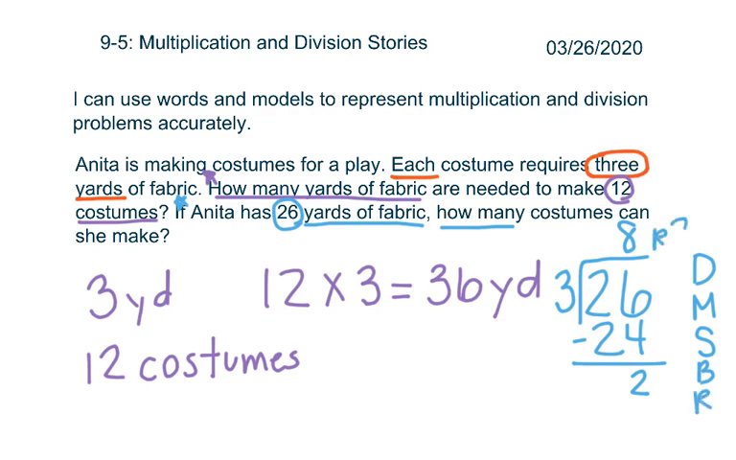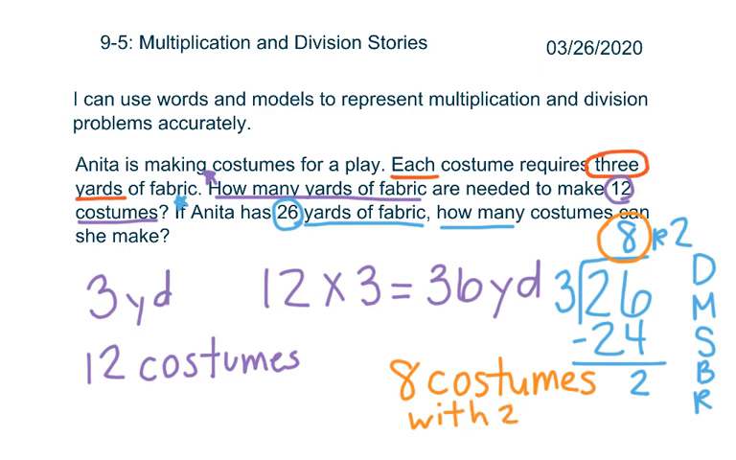So let's interpret this answer. As you become closer and closer to being 5th graders, you're going to notice that sometimes even if you come across an answer, you have to interpret it. You have to think about, what does this answer mean? So in this situation, the answer means she can make 8 costumes, and then she's going to have 2 yards of fabric left over. She cannot make an extra costume with that. She needs 3. So you would write down 8 costumes with 2 yards remaining or left over.